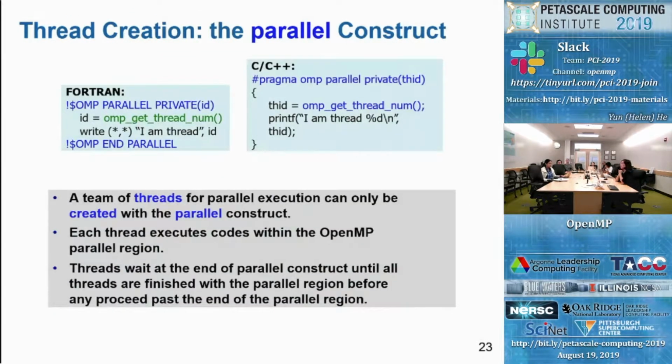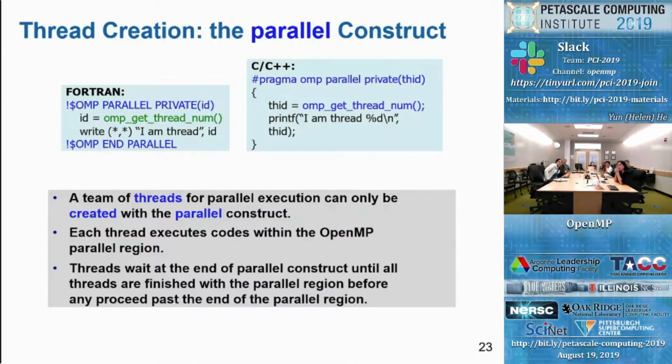Now let's talk about a few of the constructs. The biggest one is the parallel construct. This is the only way that you can create a team of threads. With the parallel construct in C, there's a block structure, so you have curly braces. If it's only one line, the curly braces can be omitted. For Fortran, you have OMP parallel and OMP end parallel. And within it, all the threads will execute the same code.